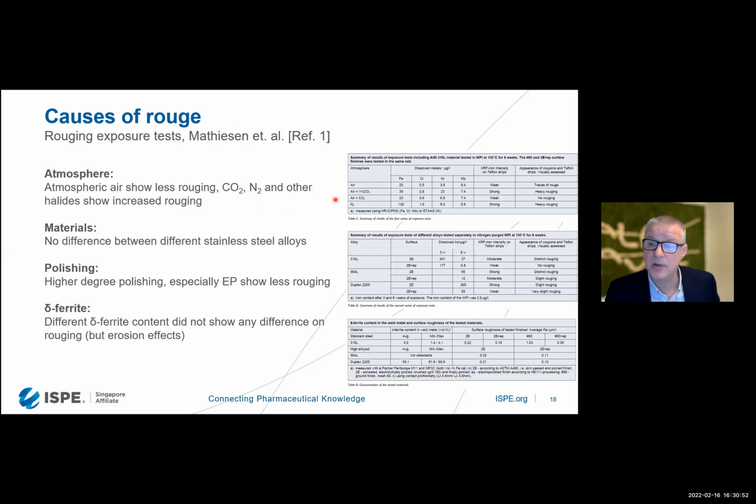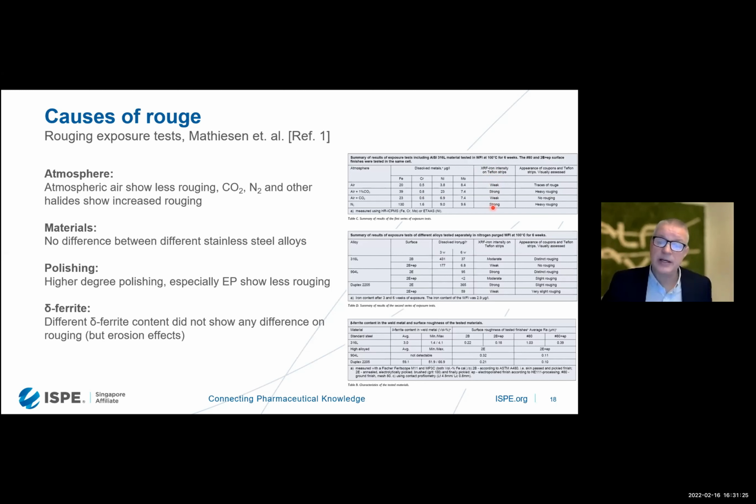It's seen both on this XRF, which is an X-ray fluorescence measurement that measures the ferrous or iron contamination on, in this case, a Teflon strip. But you can also see it by looking visually at the Teflon strip to see if it has rouge. Where you have air, there is very, very weak contamination from ferrite. But when you have air, carbon dioxide, and nitrogen, you have strong contamination.